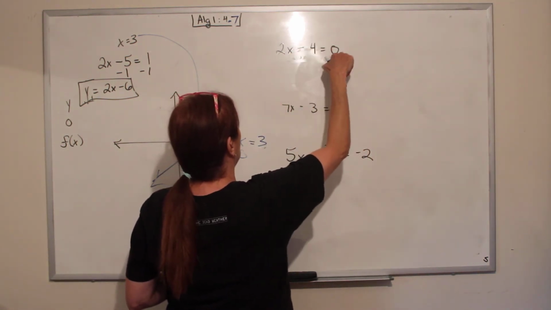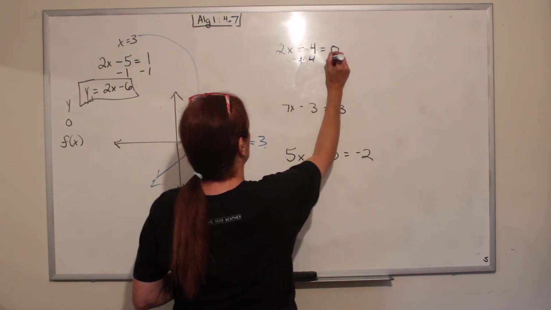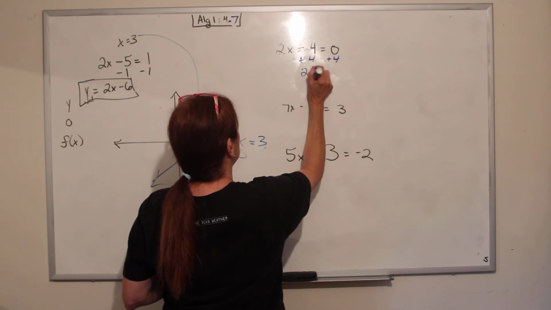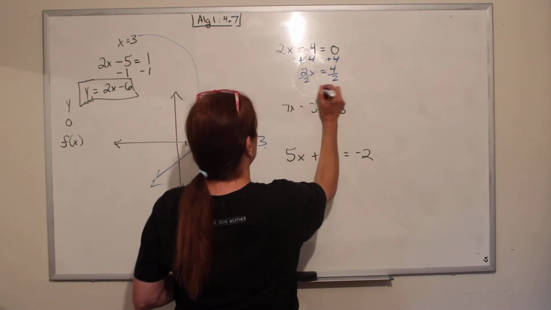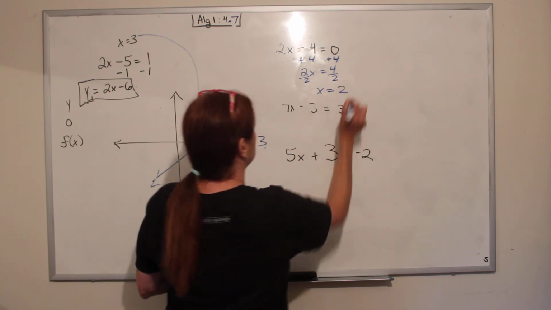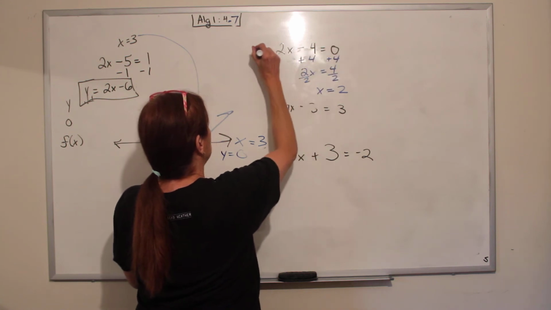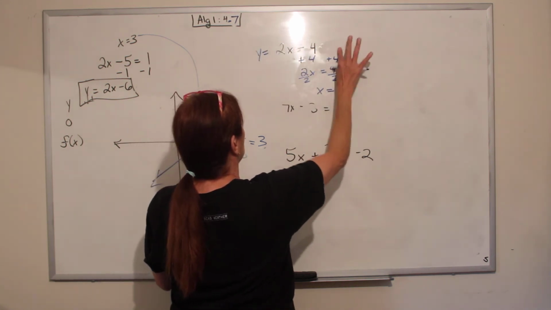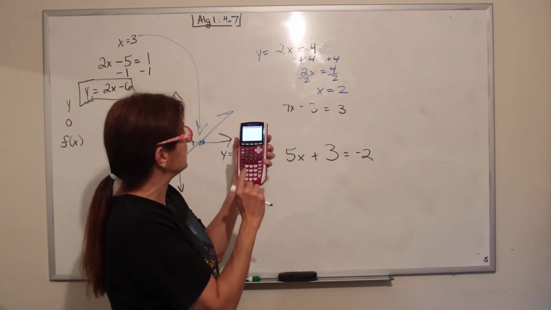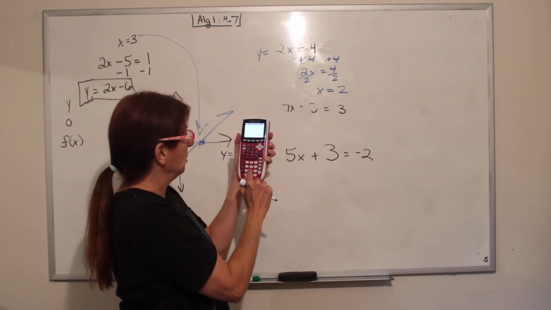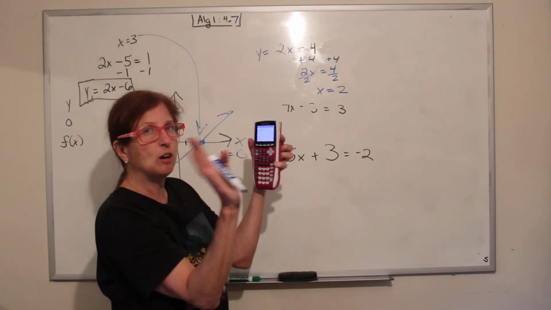But remember our equation here because it's to 0. So I'm going to do plus 4. 2x equals 4, divide by 2, x equals 2. Okay, now let's put this in our calculator. It's at 0, so that's the same as y equals. So let's go back to y equals, clear out what's in there, and let's put 2x minus 4.